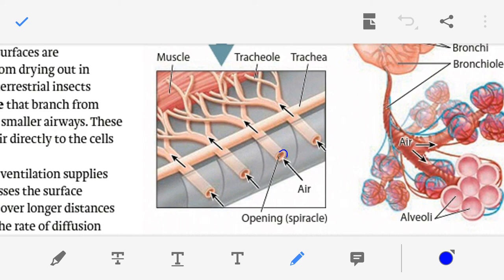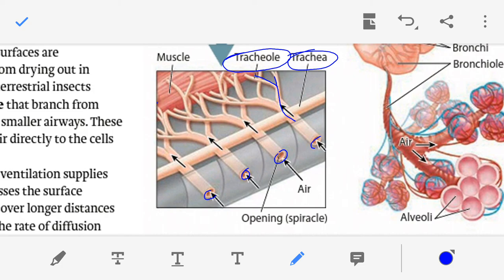On the body surface, spiracles are there. Spiracles means openings. This spiracle opens into the tubes. These tubes are known as the trachea. And this tube, trachea, is further divided into smaller tubes. And these smaller tubes are known as the tracheole. And you see this tracheole, they are reaching to the muscle, and they are providing the oxygen to the muscle.